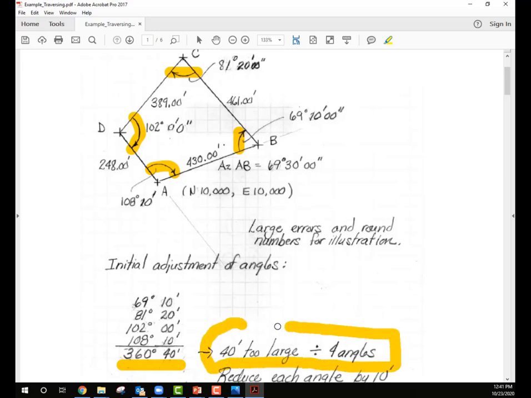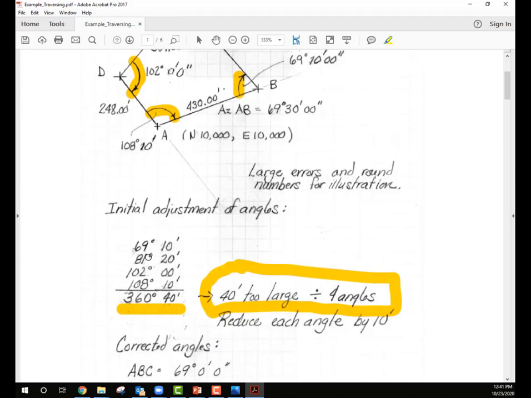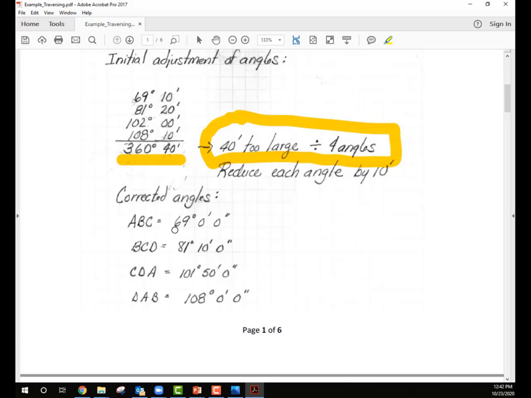Right? I have four traverse corners. Four sides, four corners, so I'm going to reduce each of those measured angles by distributing that error of, say, 40 minutes across four different traverse points or corners. So 40 divided by 4, I'm going to subtract 10 minutes from each, right? And so what that does is that effectively adjusts the interior angles. That's the first step of closing the traverse.